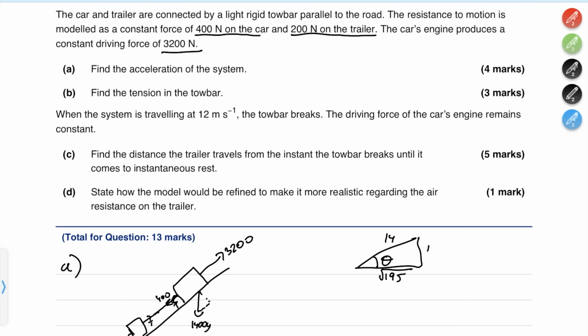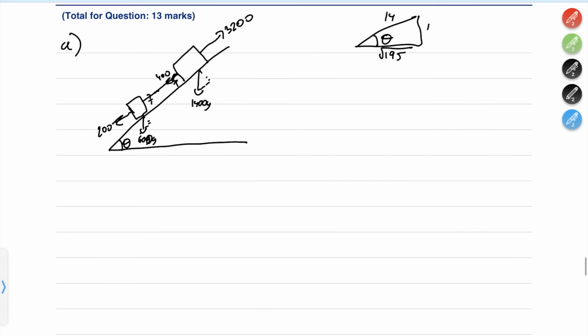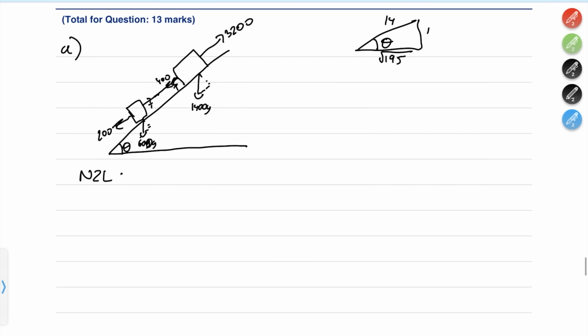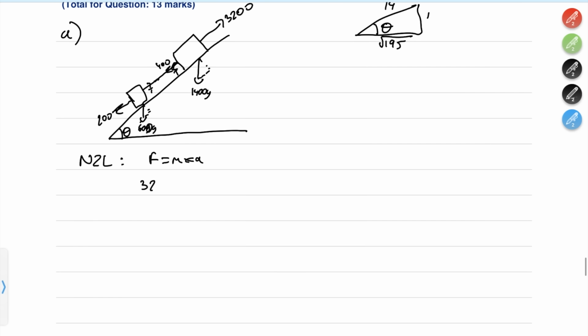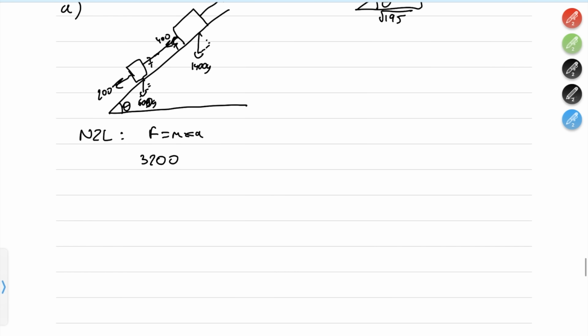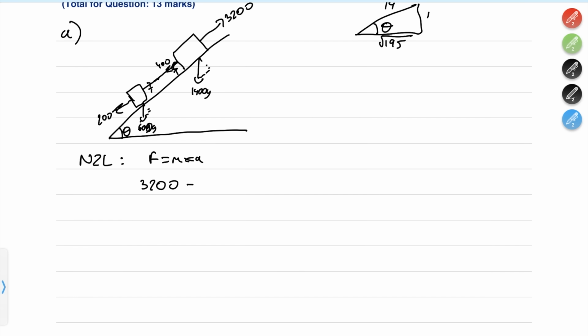So now it's asking us to find the acceleration of the system. So what we can do is we can just use Newton's second law, which is F is equal to ma. So the resultant driving force here is 3,200. Now everything else we can see here is opposing it. So we can do subtraction of.